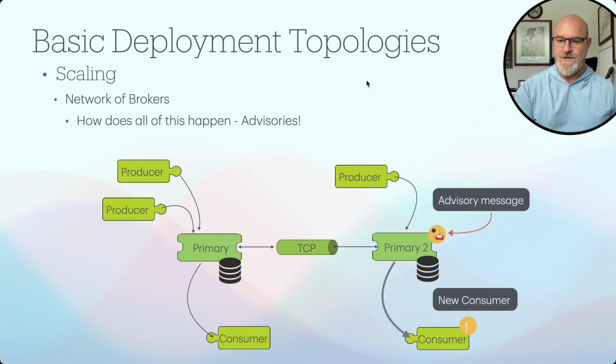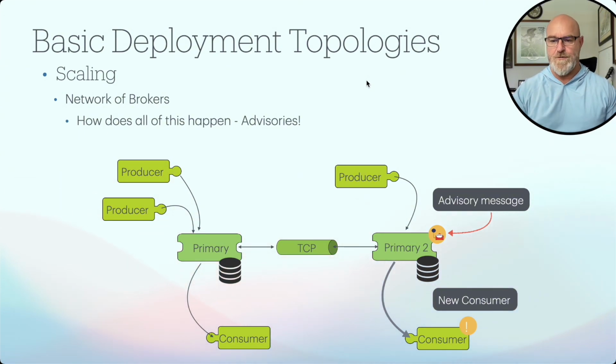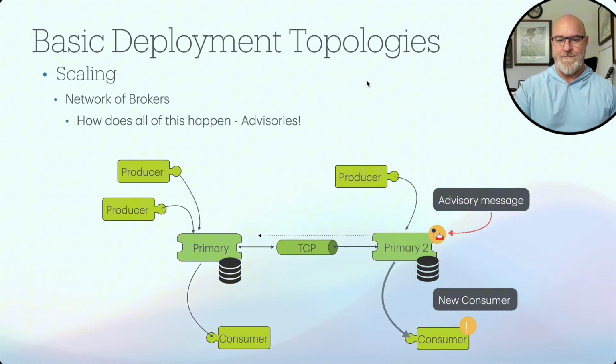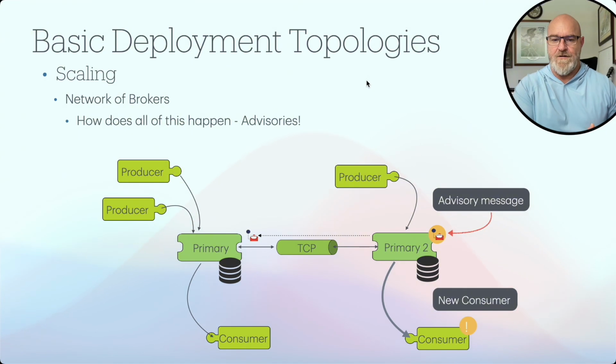So when a consumer attaches, when a consumer detaches, same thing with producers, an advisory message is broadcast to all the other brokers so that they know that something has changed. And what that means is that allows the other primary or other primaries to know the topology and who's interested in messages so they can forward messages to the appropriate broker when they're required.